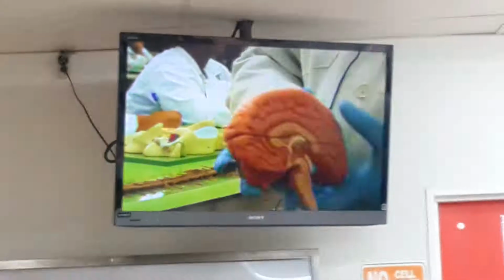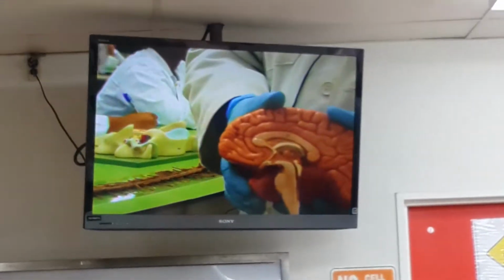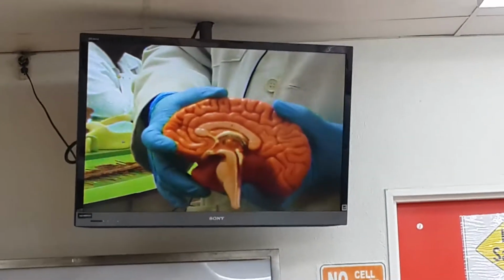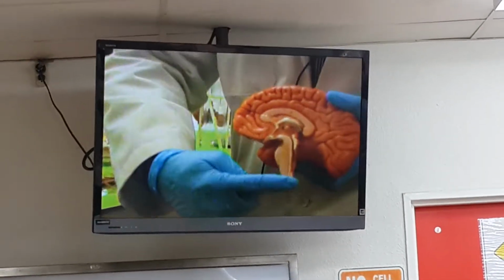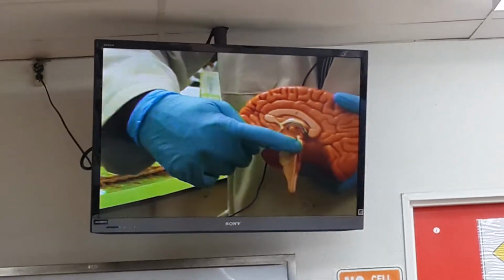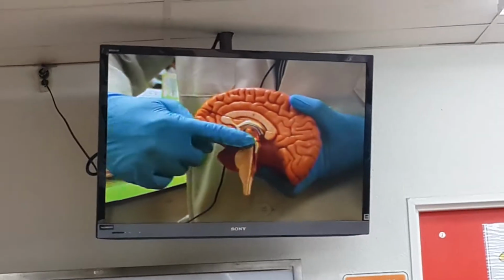Okay, this is the half brain. Some parts of the brain are missing here. The cerebellum is missing. Another part you can see is the medulla oblongata. Then this broad thing is the pons. Then this is the midbrain.